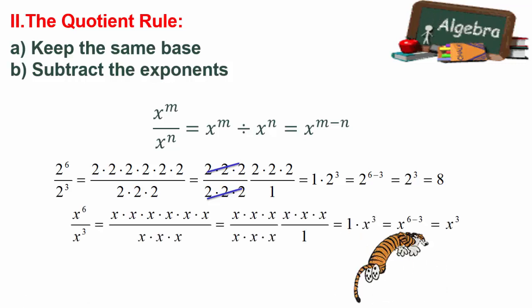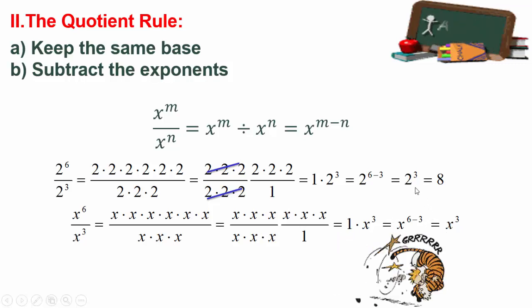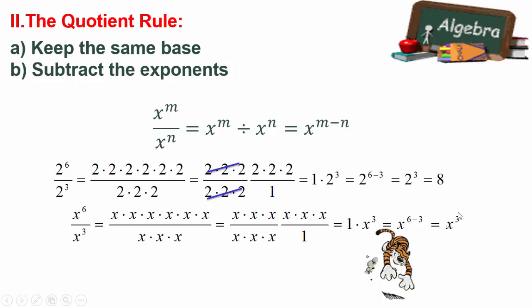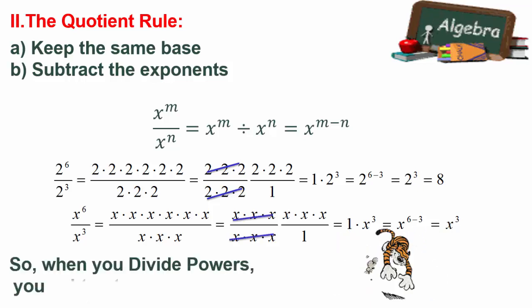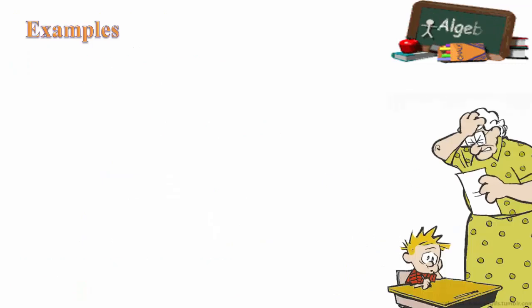So here's just another example where we're using variables instead of the 2's, and the same idea applies. As one can see, in the end, instead of getting 2 cubed, you get x cubed. So when you divide powers, you subtract exponents. So let's look at some examples.